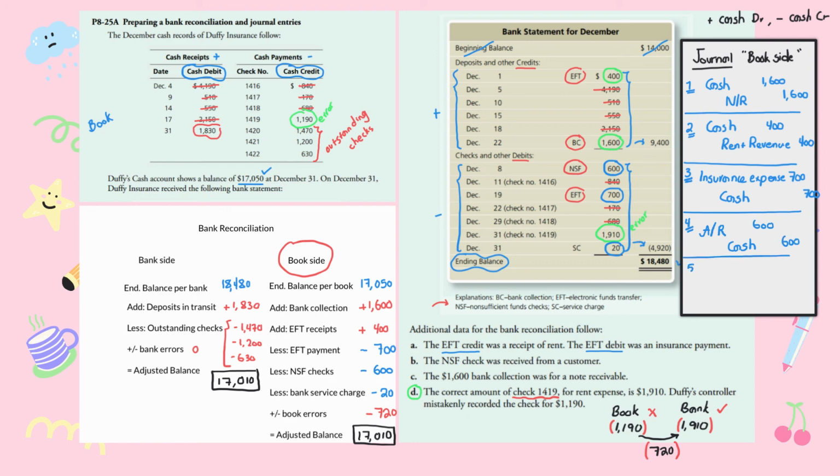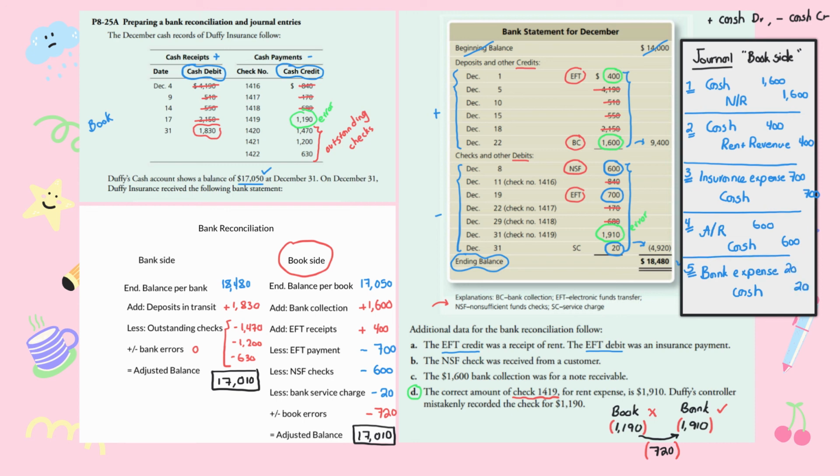The fifth adjustment was for bank service charge. Okay, it's minus. So cash will be on the credit side, and on the debit side I need to write bank expenses. And the amount is $20.